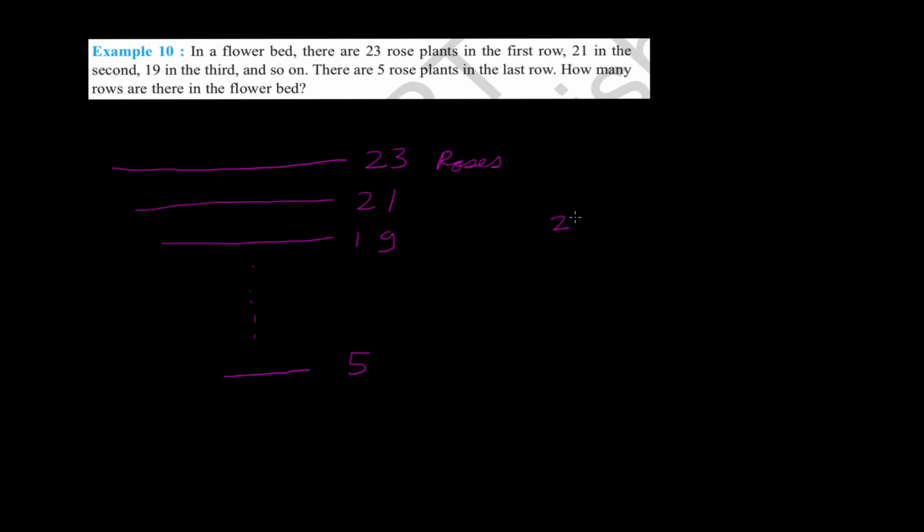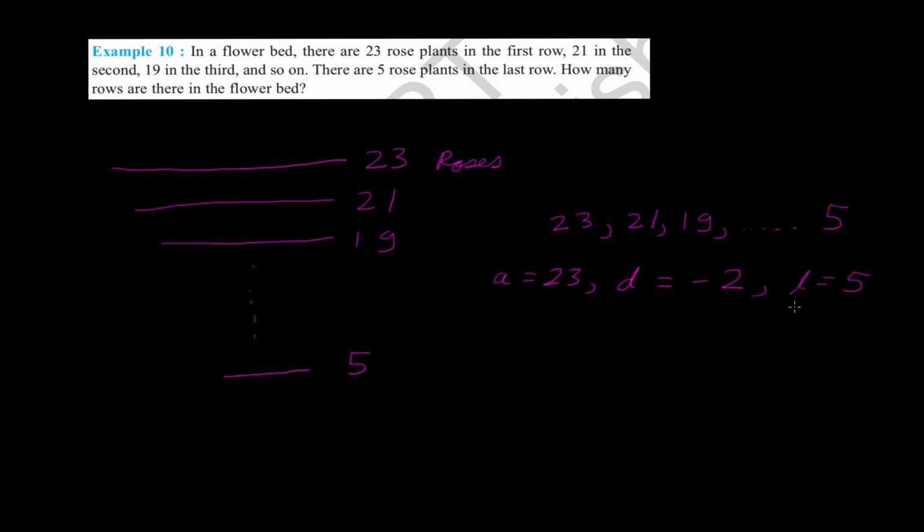So what do we have? We have a sequence 23, 21, 19 and so on up to 5. One thing you could do is simply keep on writing 19, 17, 15 and so on, and count how many terms it takes to reach 5, or we could use our knowledge of arithmetic progression. So we have a as 23, d is 21 minus 23, which is minus 2, and our last term is 5.